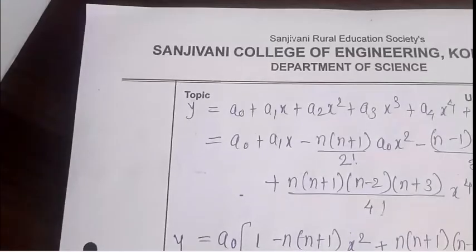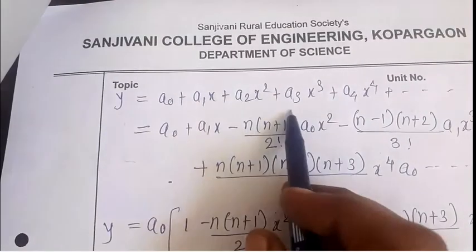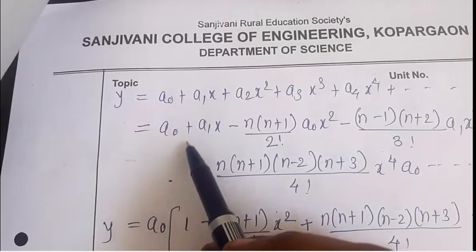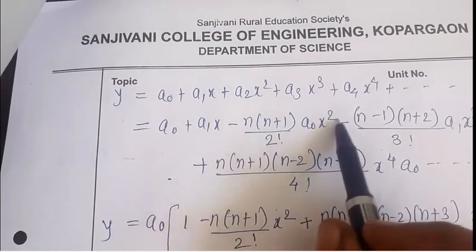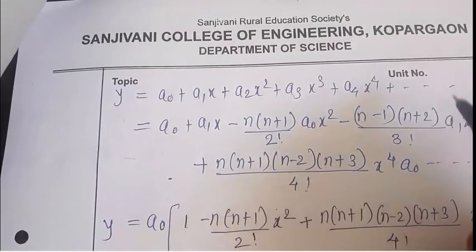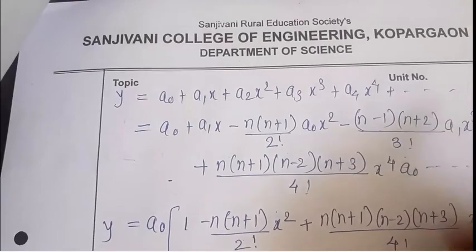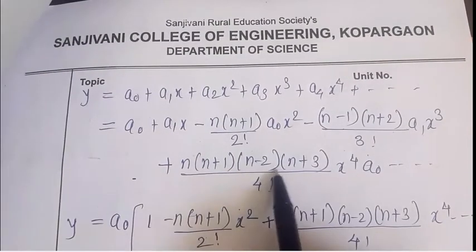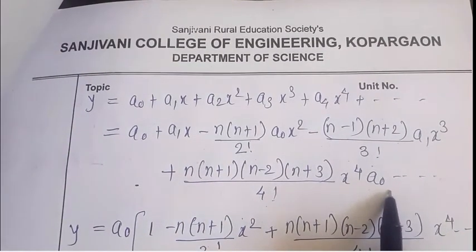Similarly, we can put all values in the given solution. So the solution is y is equal to a0 plus a1x plus a2x square plus a3x cube and so on. Putting all the values: a0 plus a1x minus n(n+1)/2 factorial a0 x square, minus (n minus 1)(n plus 2)/3 factorial a1 x cube, plus n(n+1)(n minus 2)(n plus 3)/4 factorial x to the power 4 into a0 and so on.